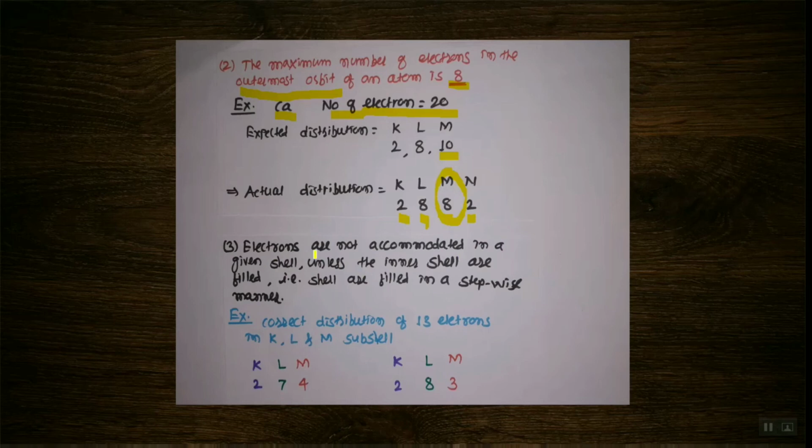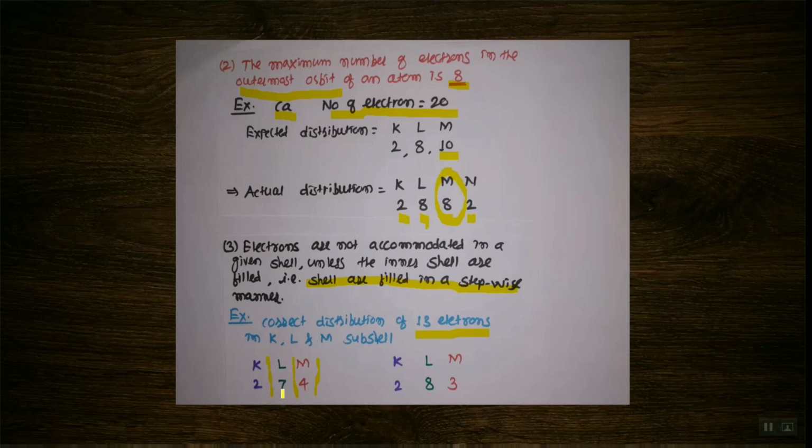Now the third rule: electrons are not accommodated in a given shell unless the inner shells are filled, that is, shells are filled in a stepwise manner. For example, for the distribution of 13 electrons in K, L, M, N, 2, 7, 4, meaning 2 in K, 7 in L, and 4 in M, is not correct. The correct one is K 2, L 8, M 3. Before completing the capacity we cannot go forward.